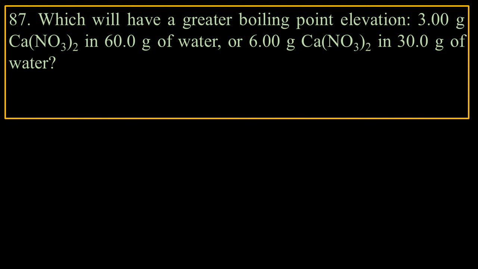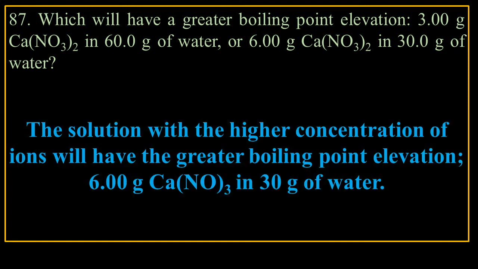Okay, which will have a greater boiling point elevation, 3 grams of calcium nitrate in 60 grams of water, or 6 grams of calcium nitrate in 30 grams of water? The solution with the higher concentration of ions will have the greater boiling point elevation, 6 grams of calcium nitrate in 30 grams of water.